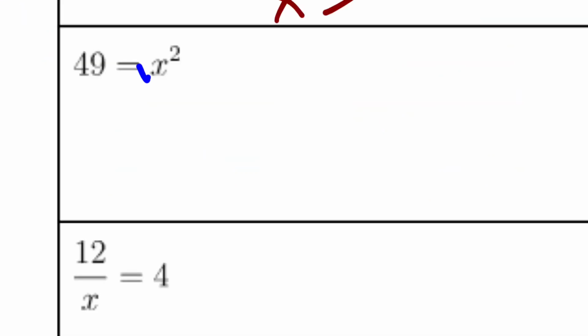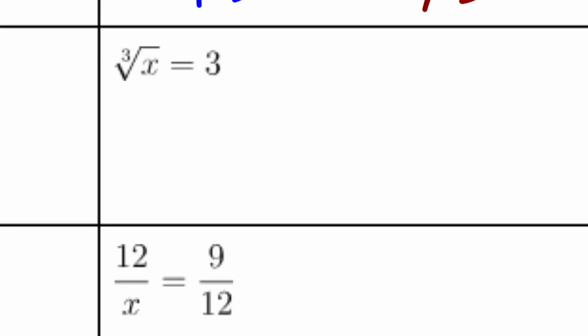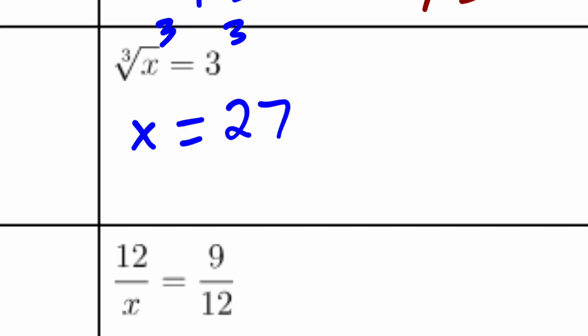To cancel out a square, you take the square root of both sides. Now technically it's plus or minus 7, but we're just sticking with the positives for now. When there's a cube root, you cancel that out by taking things to the third power. So x is equal to 3 times 3 times 3, which is 27.